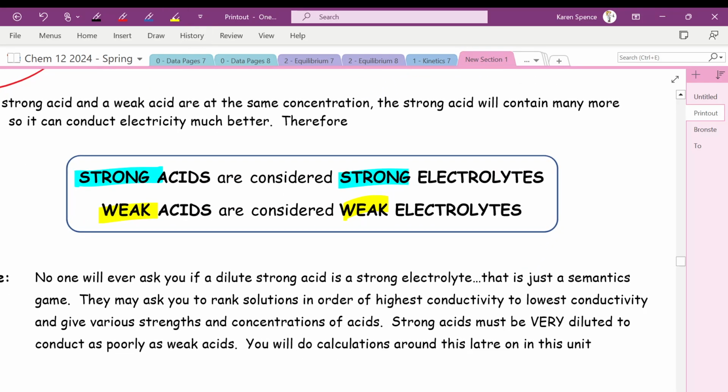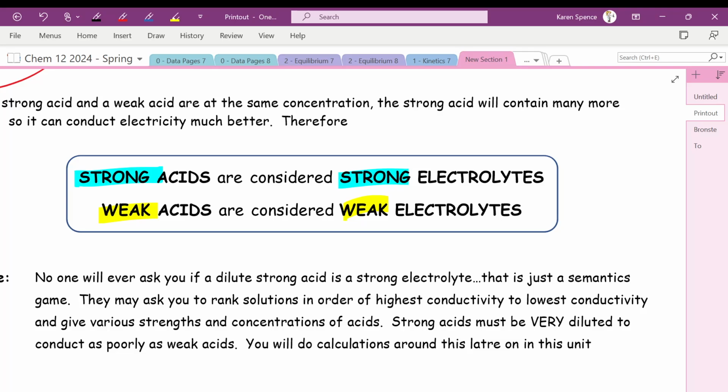And because I always get someone who asks this question, no one is ever going to ask you if a dilute strong acid is a strong electrolyte. That's just a stupid question. Nobody's going to ask you that. It's a semantics game. It's all about words, right? It's not conceptual at that point.